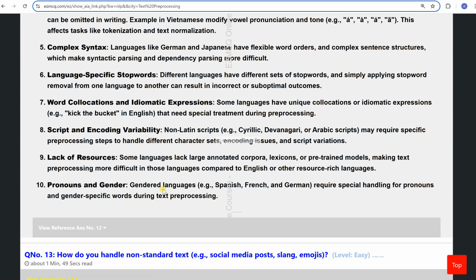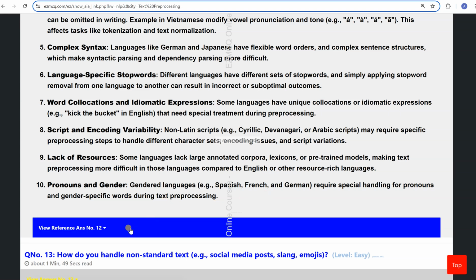Pronouns and gender: gendered languages like Spanish, French, and German require special handling for pronouns, which are gender-specific. In these languages the pronouns have gender associated with them, and that needs to be taken into consideration during text pre-processing. These are not the only gendered languages, there are others also.